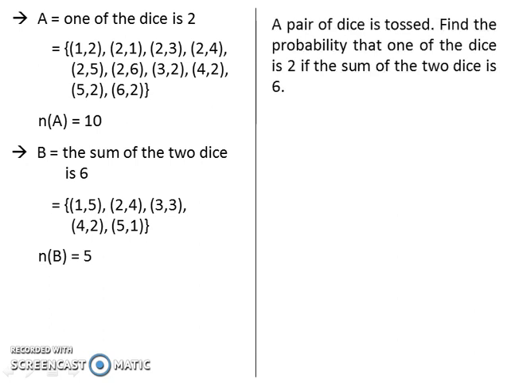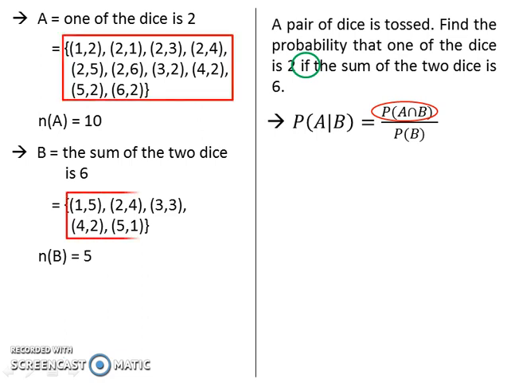We want to find the probability that one of the dice is 2 if the sum of the two dice is 6. This means that we want to find the probability of A given B, which is a conditional probability. And we know that probability of A given B is equals to probability of A intersects B divided by probability of B. Since in the formula there is probability of A intersects B, we must first identify the intersection between A and B. From the sets of A and B, we obtain the elements of A intersects B.